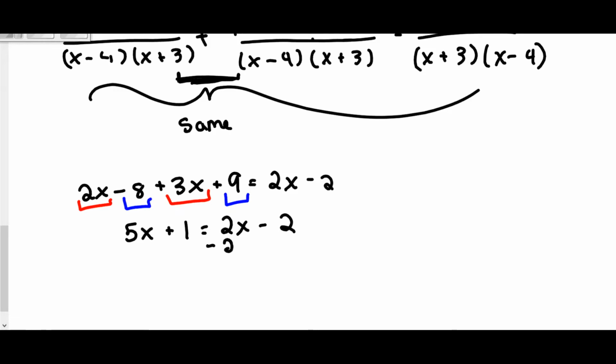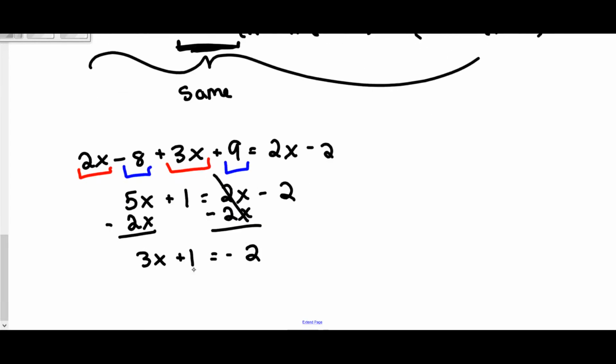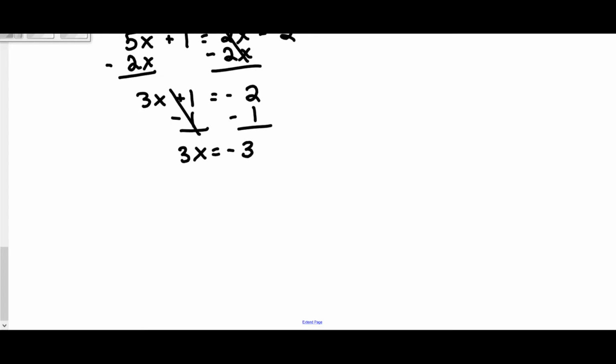I'm going to subtract 2x and get it over to this side. So 5x minus 2x is just 3x plus 1 equals negative 2. Subtract 1, and you get 3x equals negative 3. Divide both sides by 3, and you get x equals negative 1. So the solution to this equation is x equals negative 1.